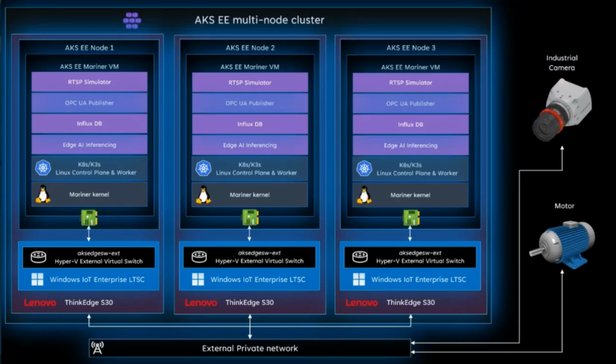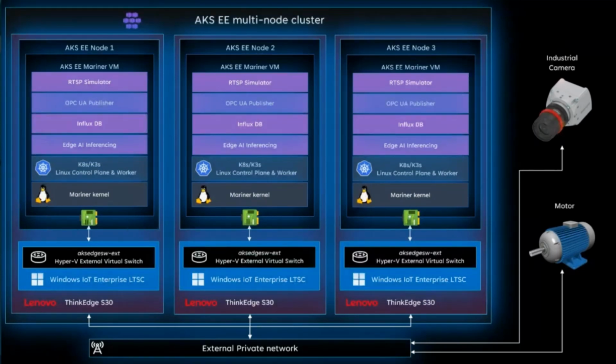For this demo, the first workload that you can see there is the RTSP simulator. So we do not have a real camera. We're just going to be simulating that. Then we have OPC UA Publisher. This is a well-known protocol when it comes to industrial scenarios on how to transfer data.